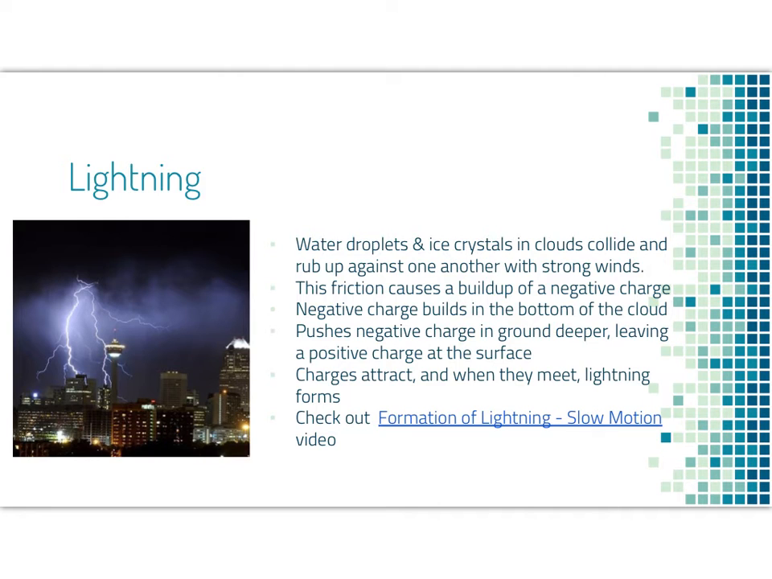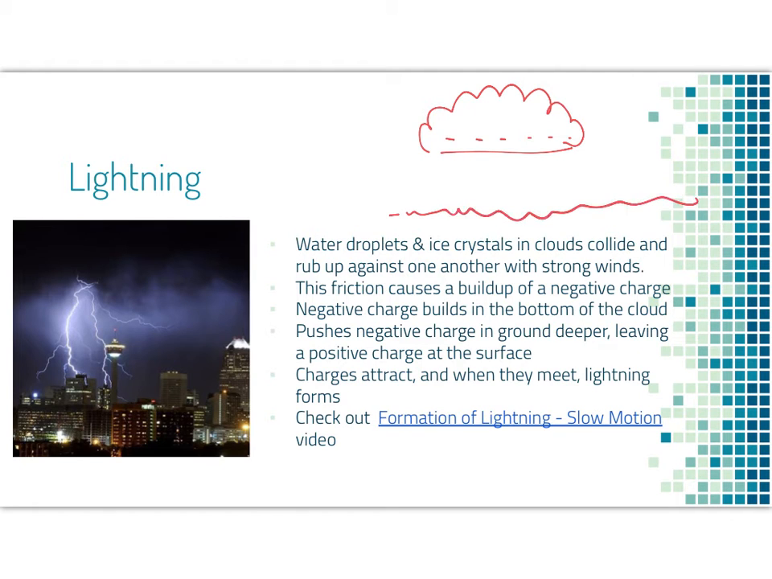Lightning is where water droplets and ice crystals in the cloud collide and rub up against one another, usually because of strong winds. This friction between these molecules causes a buildup of negative charge in the cloud. This negative charge builds at the bottom of the cloud. It pushes the charge in the ground even lower. So we get negatives building up in our cloud.